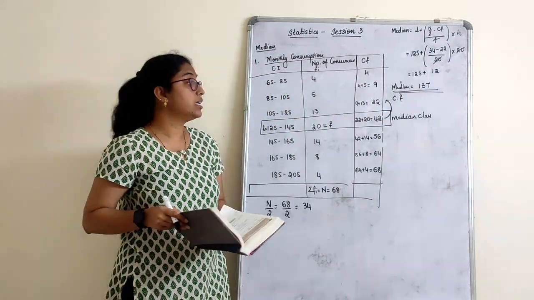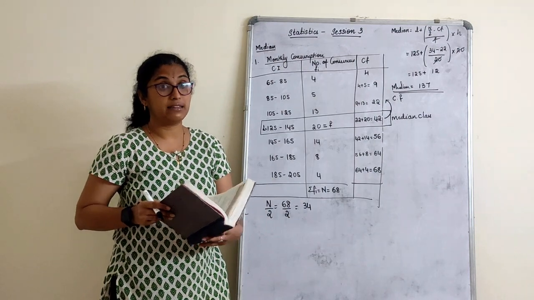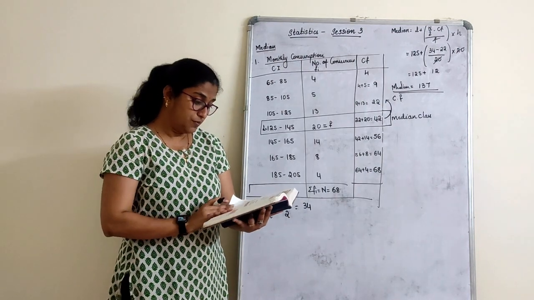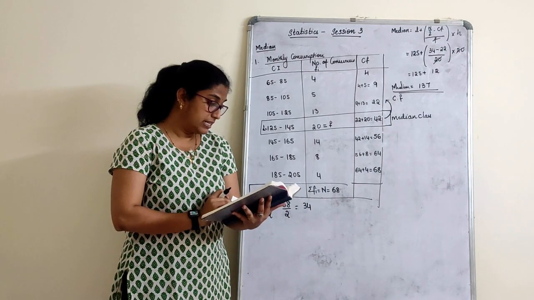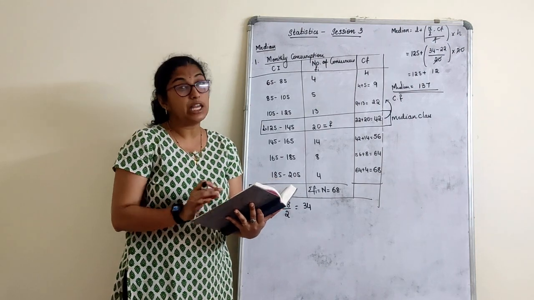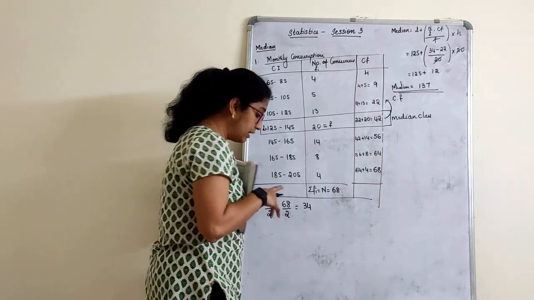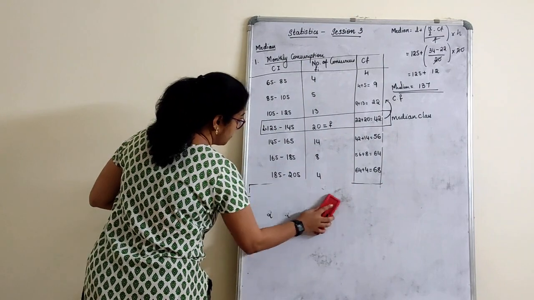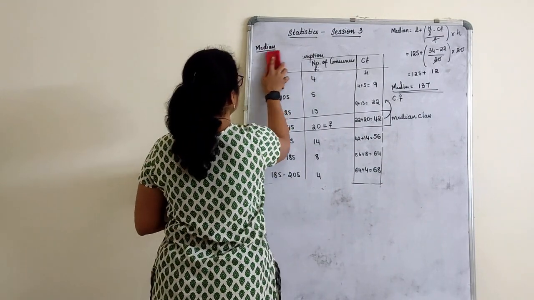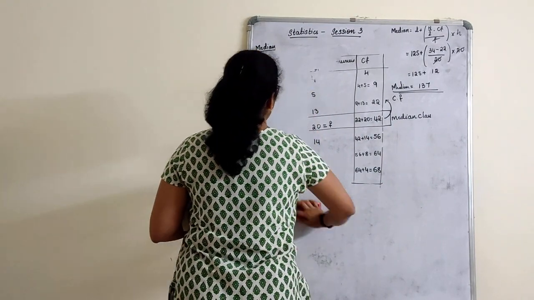Understood how to do it? This is how you calculate the median. So the first sum is similar. Then in the second sum we have unknown frequency finding. That we will do now. Let us learn one sum to find the unknown frequency.